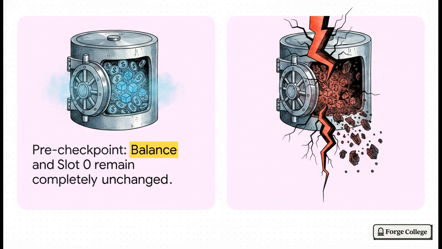On one side, before the transaction hits, everything looks totally normal. On the other side, we see the complete aftermath. The balance is drained, and slot 0 is maliciously altered. When you tie a trace snippet to this exact state delta, there's just no way an auditor can argue with your findings. It's an open and shut case.